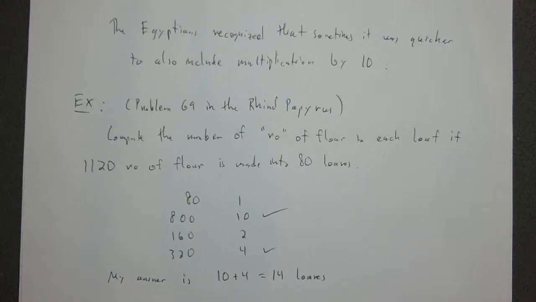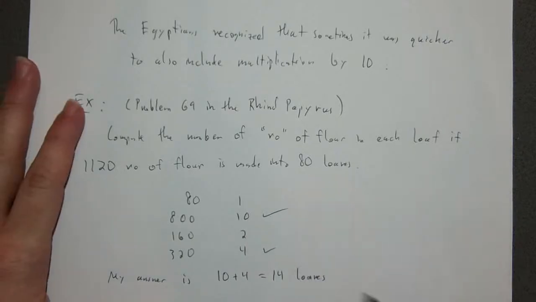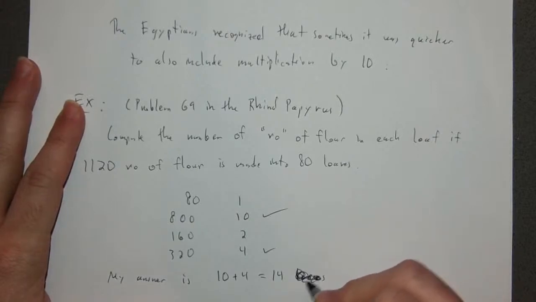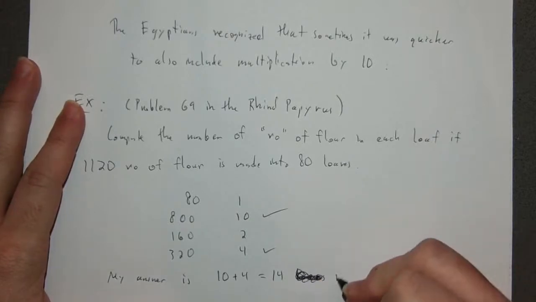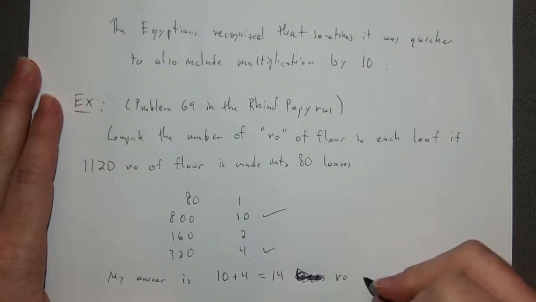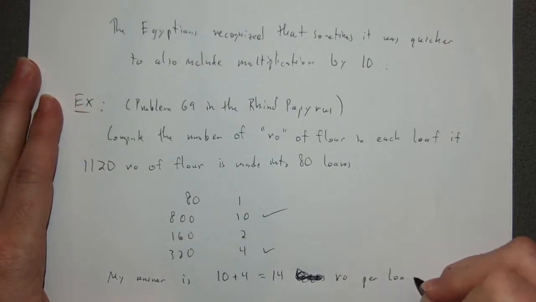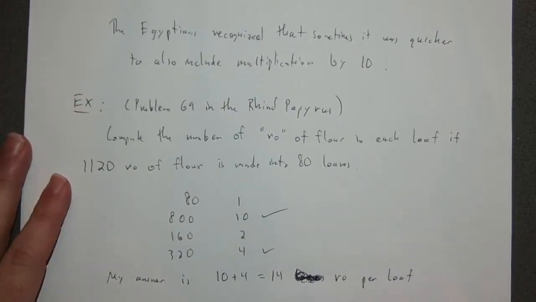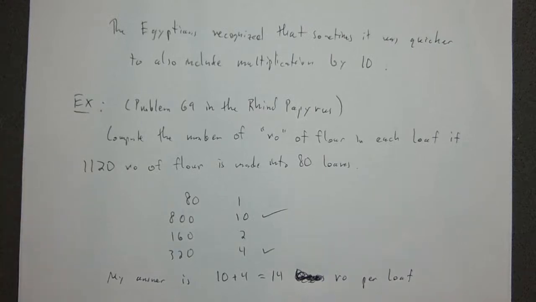So being able to, oh, did I say, what did I say? 14. Oh, we're made into 80 loaves. That's right. Yeah. So not 14 loaves. So 14 per loaf. Yes, that's right. Thank you for that.